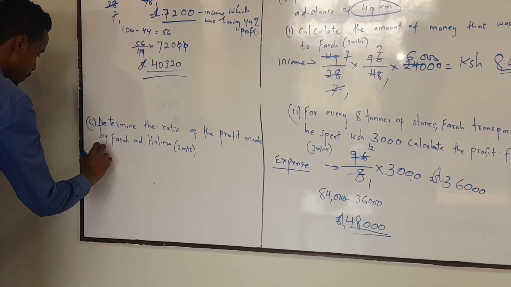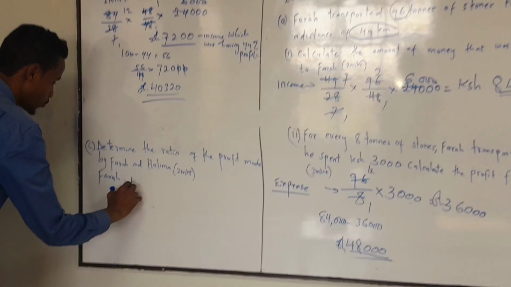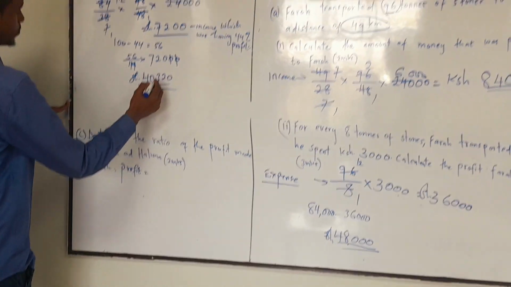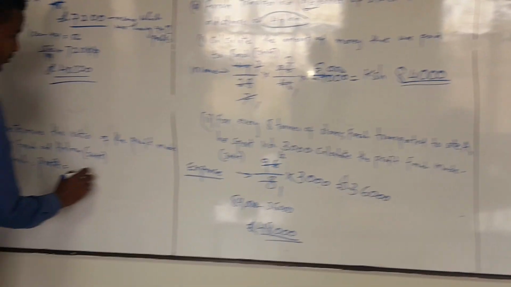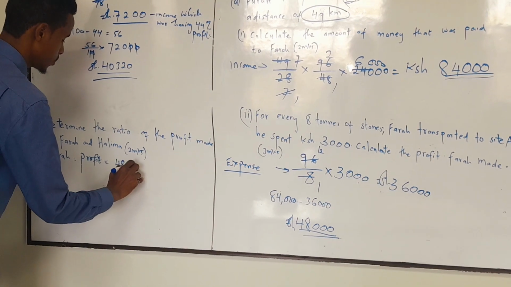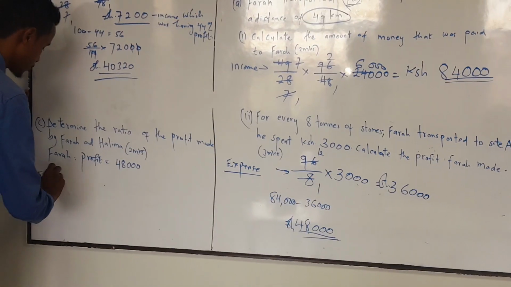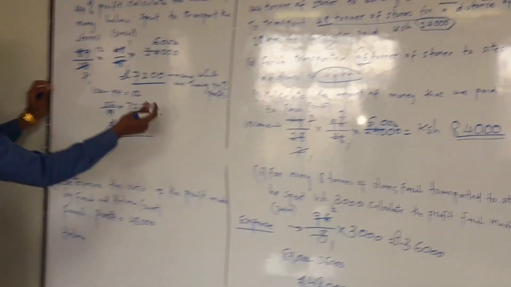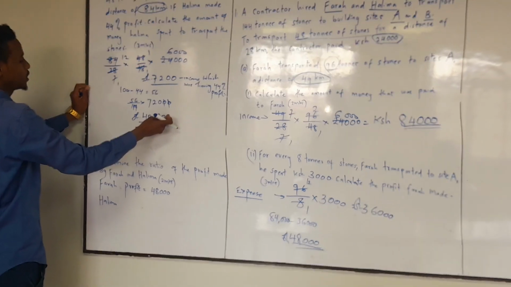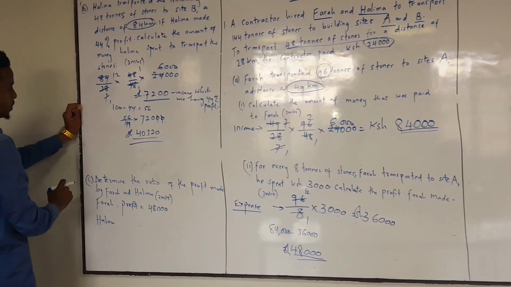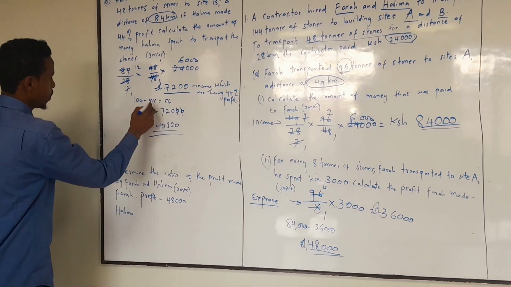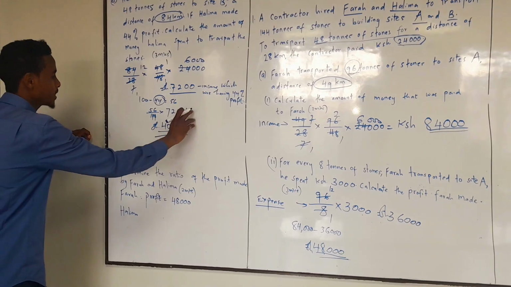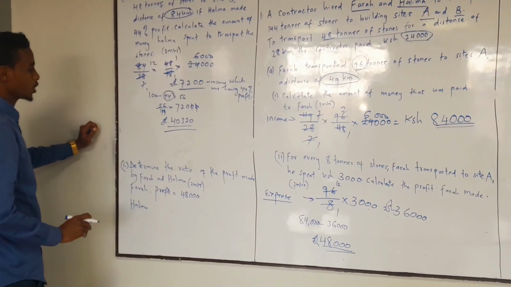Farah's profit was 48,000. Yes, 48,000. For Halima, what we do is that we subtract 40,320 from 72,000. That is the profit, because the 44% was the profit. Now, what you do is let's get the difference. If you subtract 40,320 from 72,000, what are we going to get?